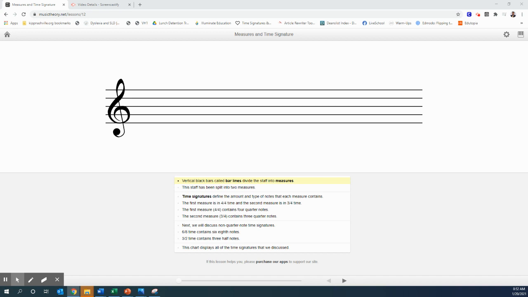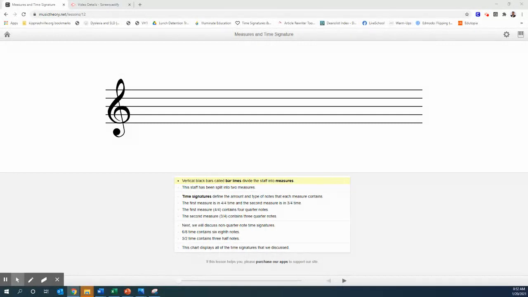All right, leaders. So first and foremost, we're back. We know what a staff is now. We know that it's comprised of 5 lines and 4 spaces. So we need to know what those vertical black lines are on staffs. And that's going to help us learn about time signatures today.